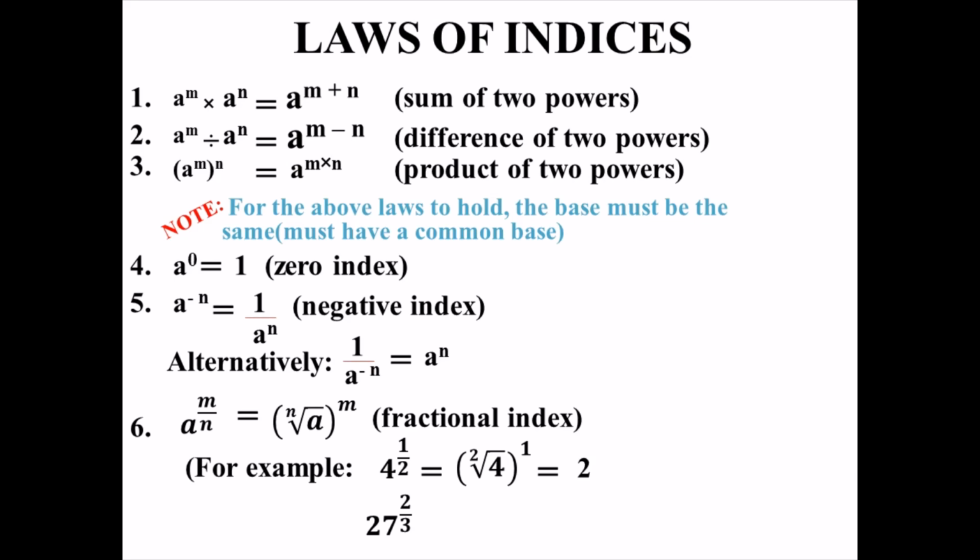Another example, if you have 27 raised to the power of 2 over 3, this translates to the cube root of 27 raised to 2, and the cube root of 27 raised to 2 translates to 9. That is, the cube root of 27 is 3, and 3 raised to 2 gives us 9. So you can see all these are the 6 laws of indices that I've delved deep into to try and explain.